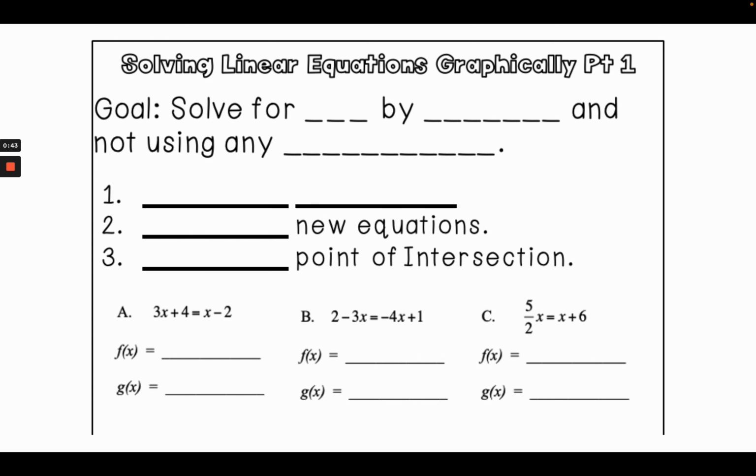So when we're solving equations graphically, our goal is to solve for x by graphing and not doing anything else. Usually when I give you some kind of equation that looks like this in A, B, or C, we're trying to move the x's to one side and the numbers to the other side, and we're grouping like terms, and whatever we do to one side, we do to the other, and we're solving through that process. But when we're solving graphically, our goal is not to do any of that. Our goal is to graph the equations and find the answer.